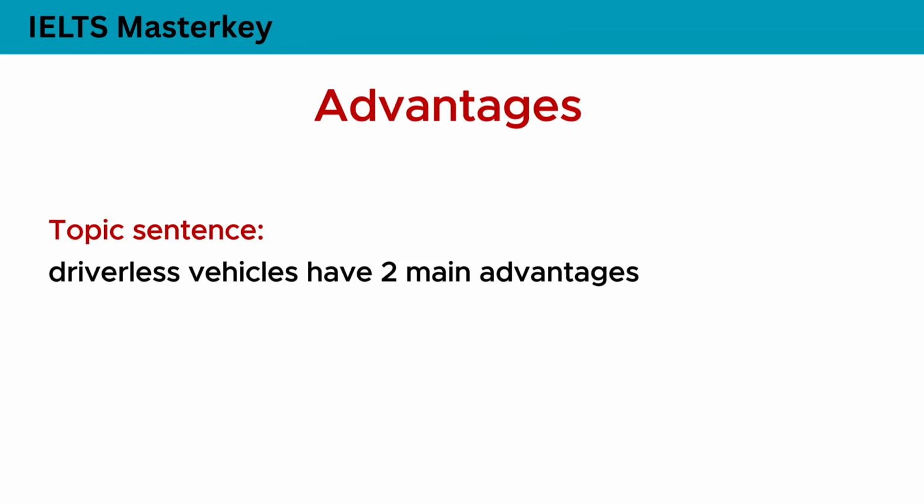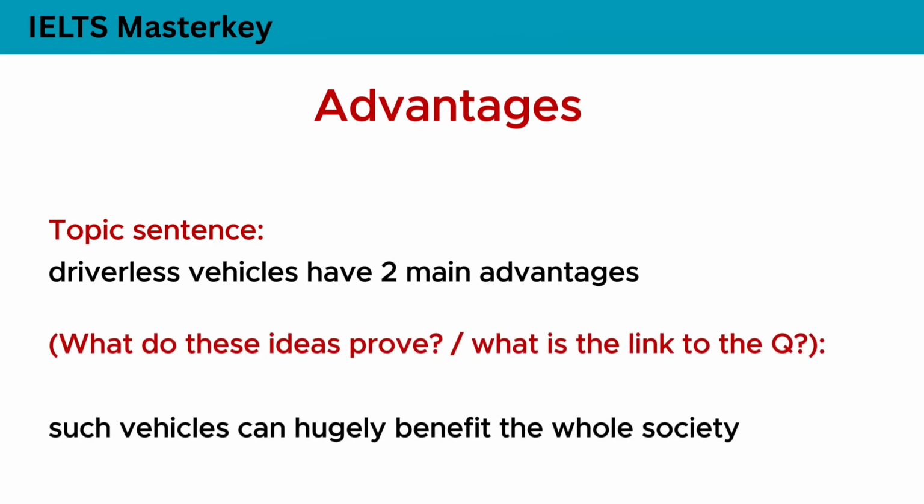Now, for body paragraph 2, we do the same. This time we brainstorm two disadvantages, in this case, unemployment and security risks. Then we brainstorm explanations and support for each of these. For unemployment, we can say that many professional drivers would lose their jobs since driverless vehicles don't require human drivers. This could increase unemployment rates and negatively affect the economy.